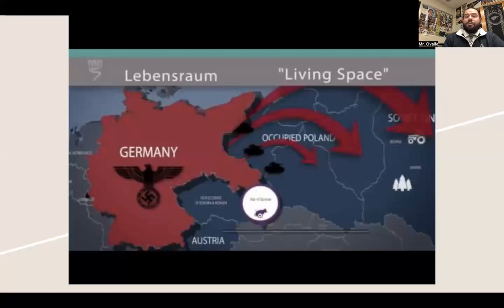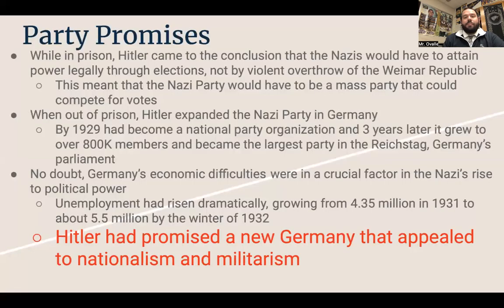Lebensraum, living space, take over other places for your people to grow. Lebensraum, living space. All right, party promises. So while in prison, Hitler came to the conclusion that the Nazis would have to attain power legally through elections, not by the violent overthrow of the Weimar Republic. This meant that the Nazi Party would have to be a mass party that could compete for votes.